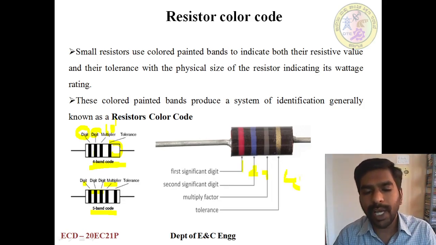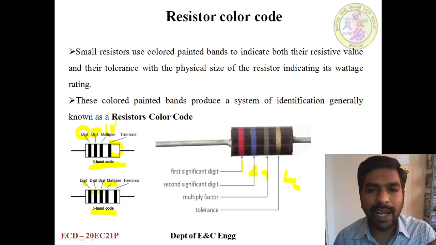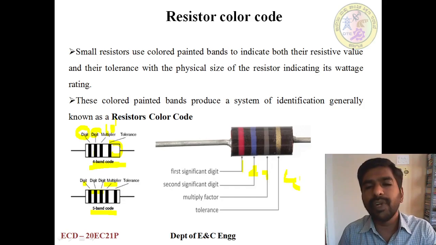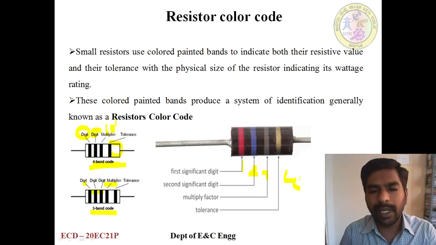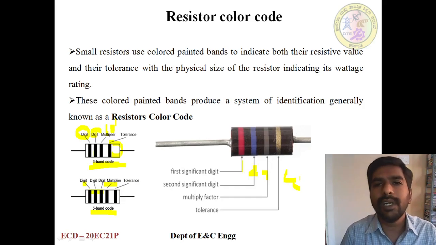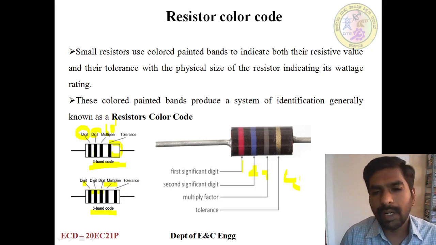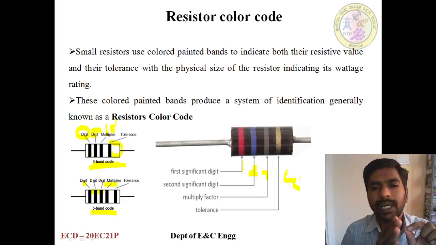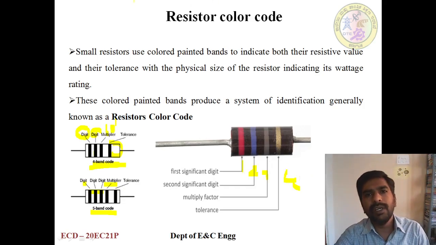See, one has to hold the resistor in the left hand, like this, and count from left to right. If you take it in reverse, the resistor color code will give a different value. So one has to hold the resistor in the left hand and start with the color code: first band, second band, third band, like that. This is called resistor color code.